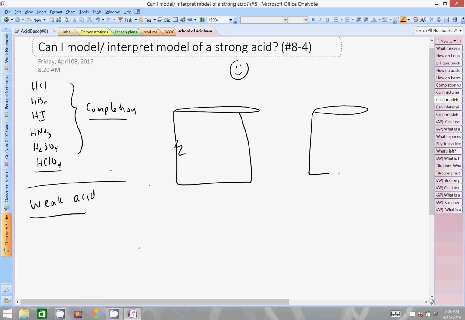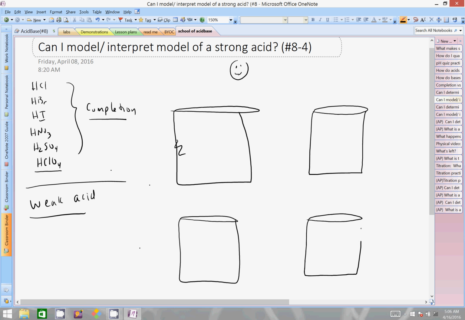Alright. Moving slowly here. So we've got 4 beakers. The bottom 2 I'm going to consider to be weak acids, and the top ones are considered to be strong. So the top ones go to what we call completion, and the bottoms go to equilibrium.